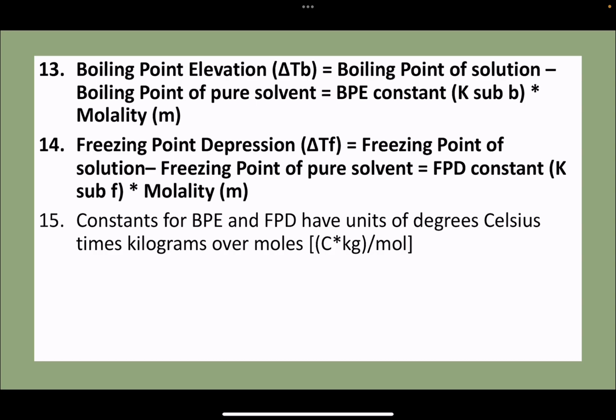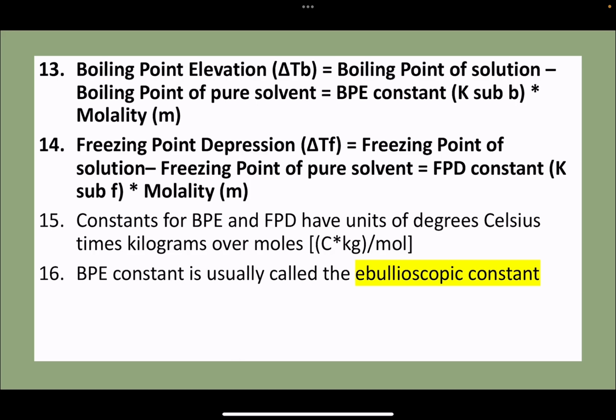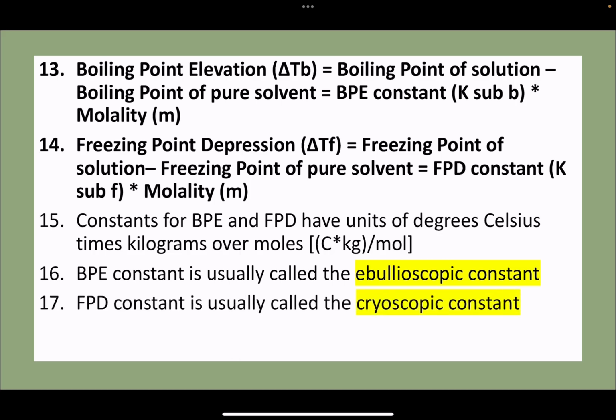And remember, these constants, k sub b and k sub f, are properties of the solvent. Properties of the solvent, not of the dissolved solute or of the resulting solution. The constants are different for each solvent. Our final notes on these two constants is that the BPE constant is technically referred to as the ebullioscopic constant, and the FPD constant is the cryoscopic constant.